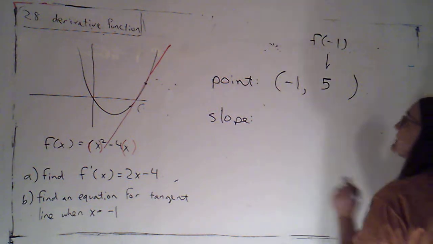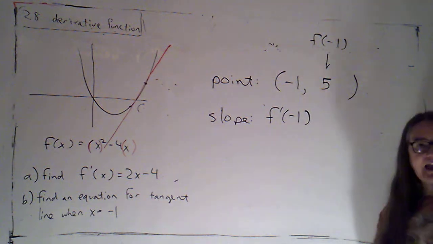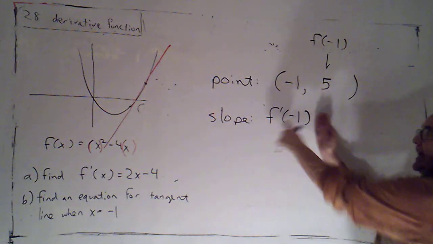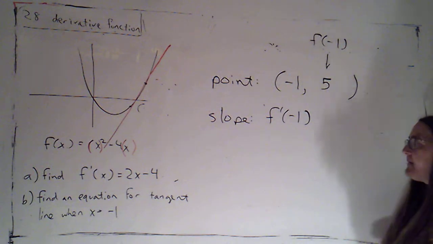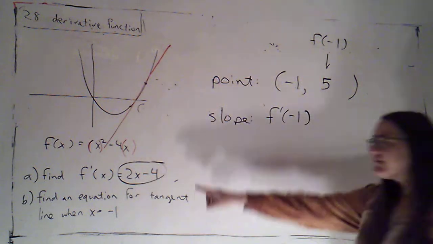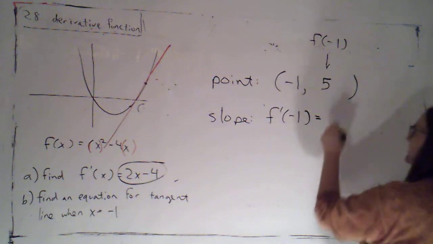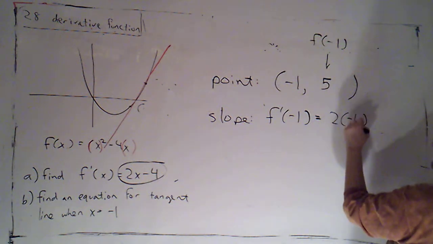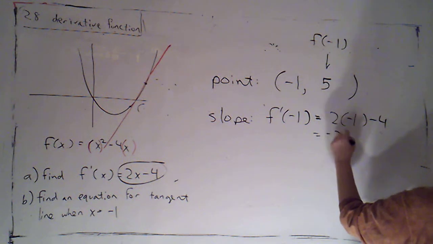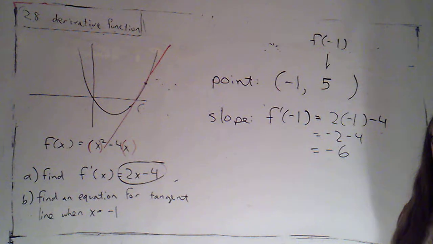Okay. The slope is f prime at negative 1. Now, the last time we did this, we had to set up and evaluate a limit. I don't have to do that now because I've got this formula for f prime. So all I have to do is plug in negative 1 for x. That's going to give me negative 2 minus 4. That's going to give me negative 6.